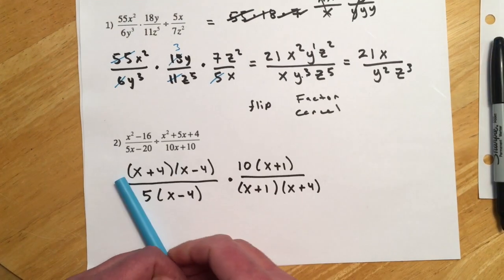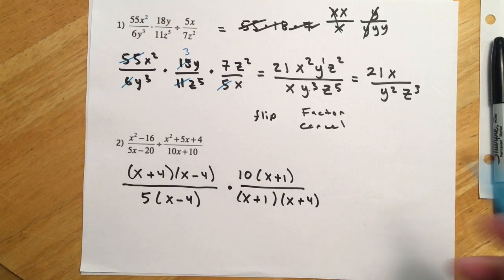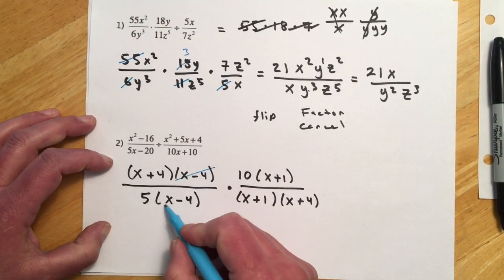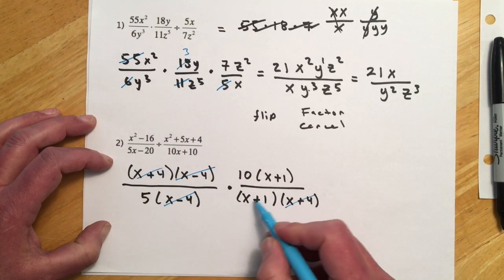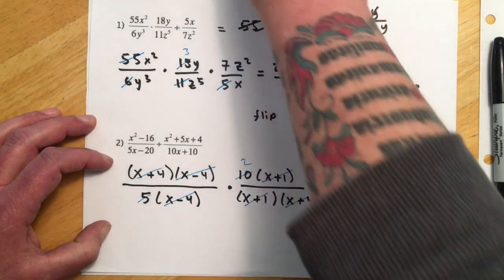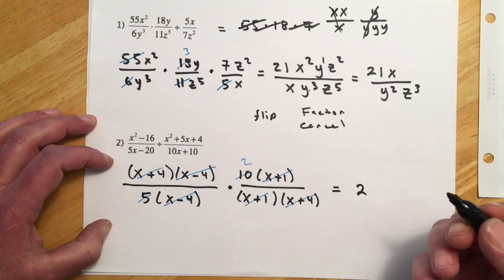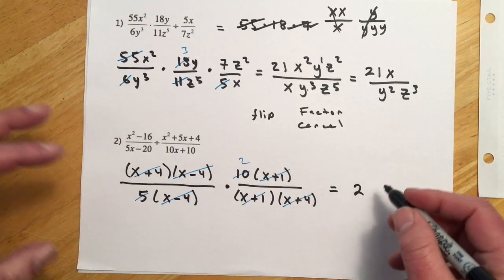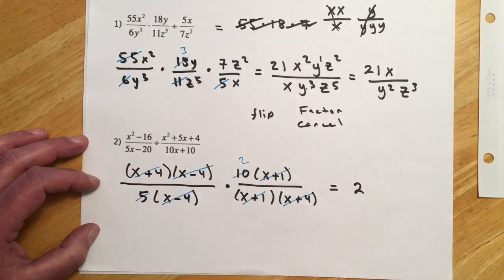And so once I do that, oops, sorry about that. Once I do that, I just cancel everything that's common top and bottom. So minus 4s are gone, plus 4s are gone, plus 1s are gone, and I got 5 into 10 twice. So for that whole mess, the answer is just in reduced form 2. It's not that x equals 2, it's just that no matter what number I put in for x, this is always going to come out to 2.